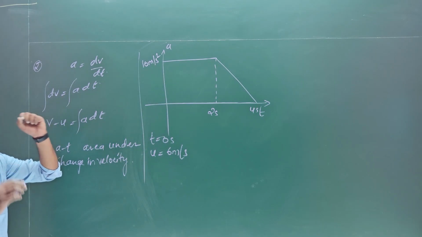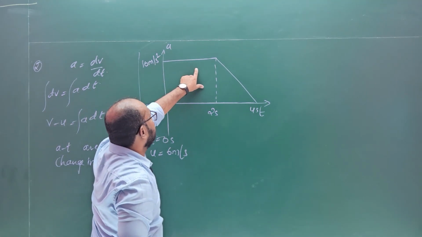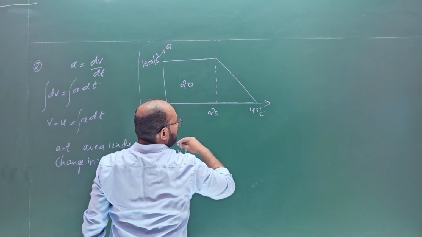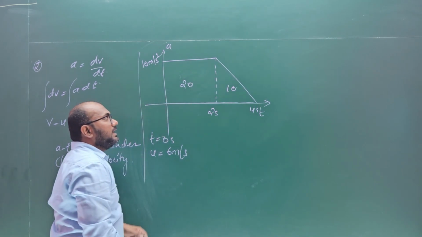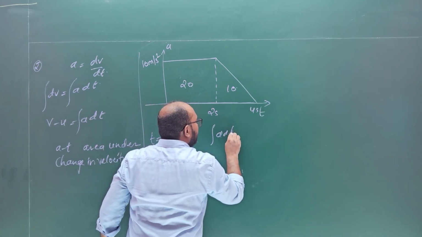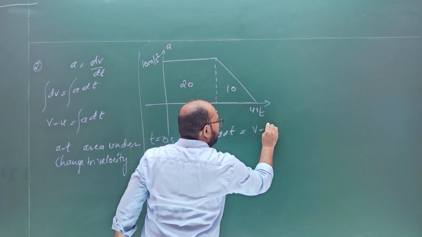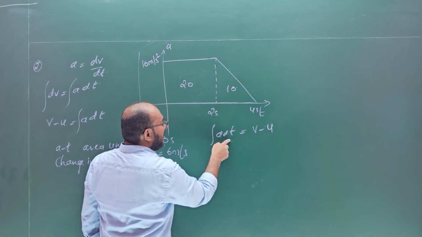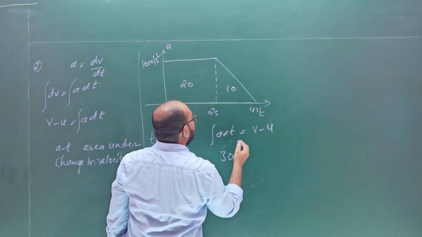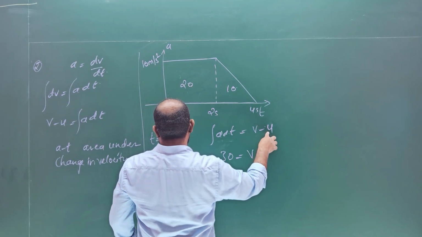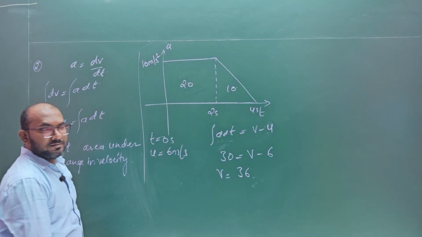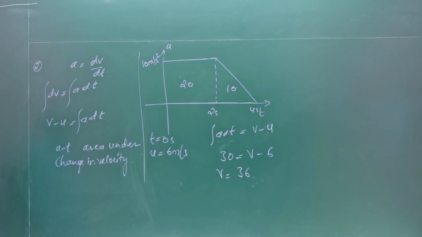Okay, now listen to me how to do such things. So what is the area in this one? Can I say 10 into this 2? This becomes 20, and this is 10 into this 2. Again, this becomes 10. So what is the area under the graph? 30. So area under the graph, which is the integral of a dt, is nothing but v minus u. Yes or no? And this value we got how much? 20 plus this 10. That is 30, which equals the change in velocity. We don't know the final velocity. Initial velocity is given 6. Then v equals 36. Can I write like this? Yes or no? No doubt.